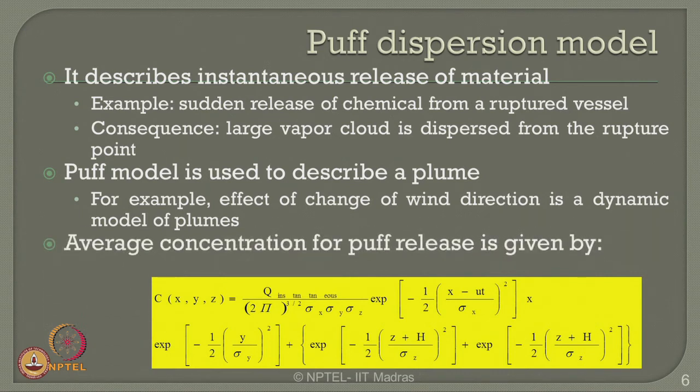The average concentration for puff release is given by the equation shown here, where C(x, y, z) is the concentration at different points x, y, z measured respectively as shown in the previous slide. It depends upon the instantaneous release Q, whereas sigma x, sigma y and sigma z, and of course h, x, y and z carry the same conventional meaning as expressed in the last equation.